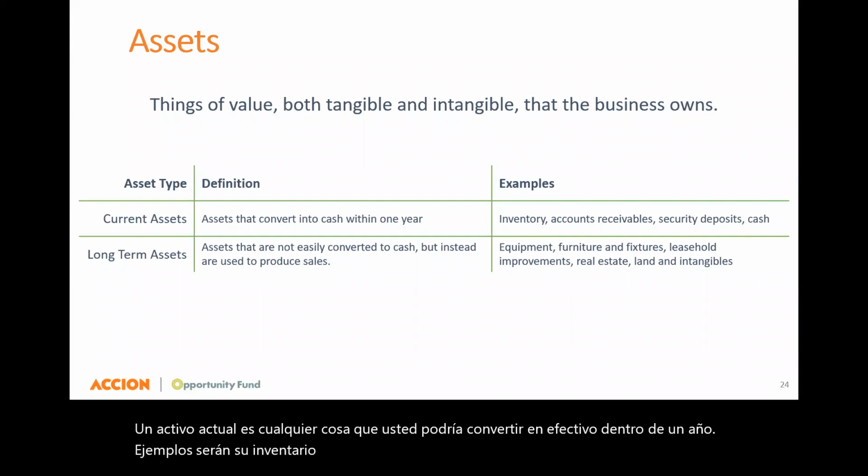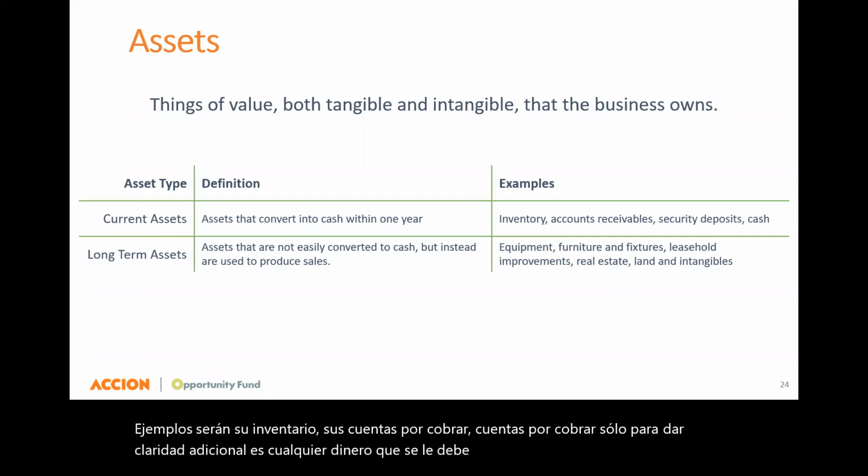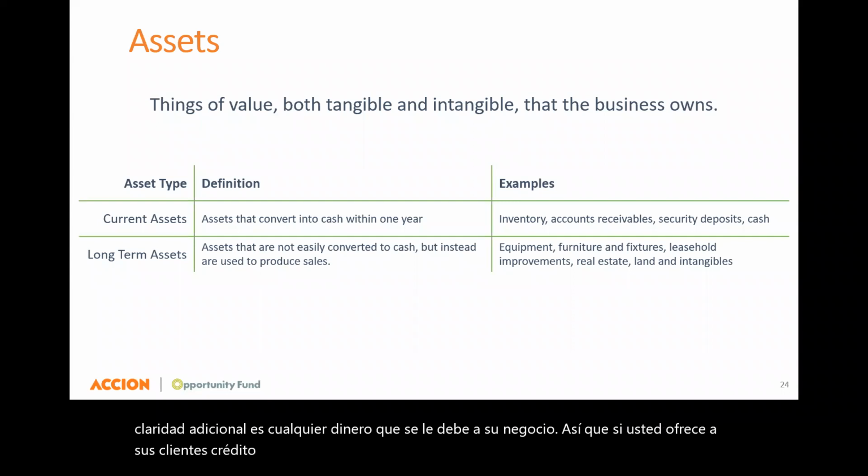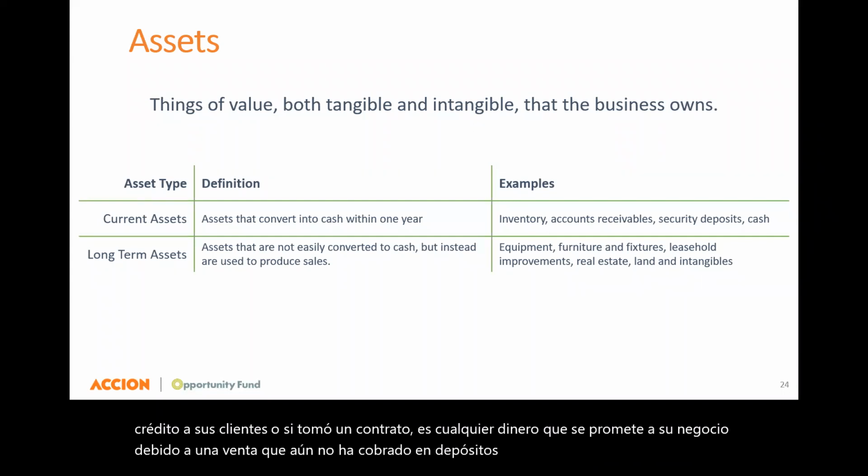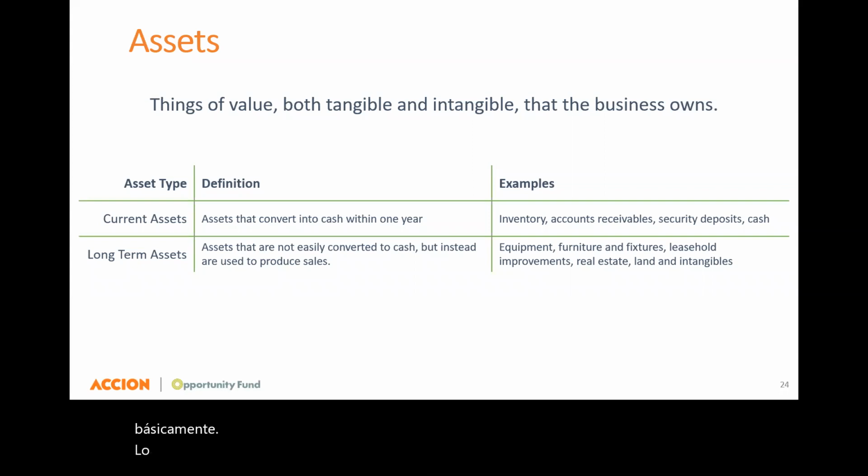Accounts receivable, just to give additional clarity, is any money that is owed to your business. So if you offer your clients credit, or if you took a contract, it's any money that is promised to your business because of a sale that you haven't collected on yet. Security deposits, cash. It's basically anything that is essentially cash in your business.